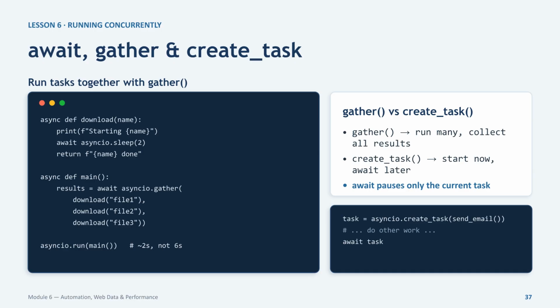To run tasks concurrently, use asyncio.gather, which launches multiple tasks and collects their results together. If you need to start a task now and await it later, use create_task. Because await only pauses the current task, the event loop remains free to run other operations, providing massive scalability.